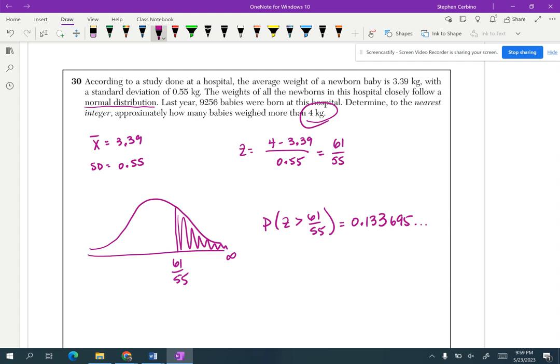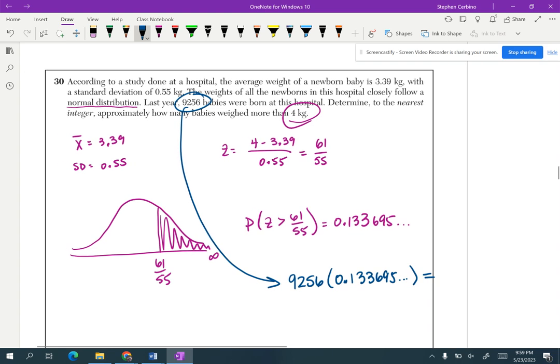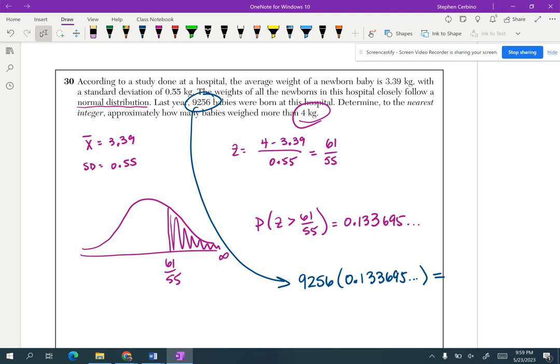Now, if I apply this number of babies to this percentage or this proportion of data, I could say 9,256 babies times this 0.133695 dot dot dot number is going to be equal to approximately how many babies we're having born that are more than 4 kilograms in weight.